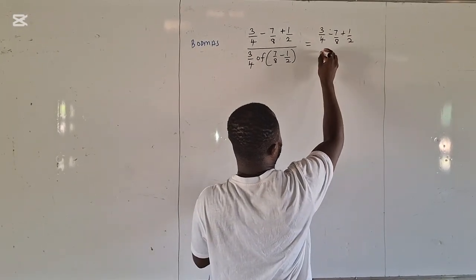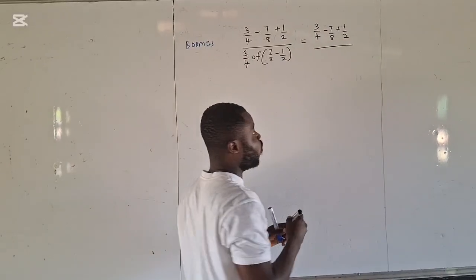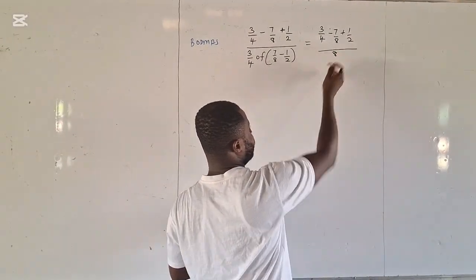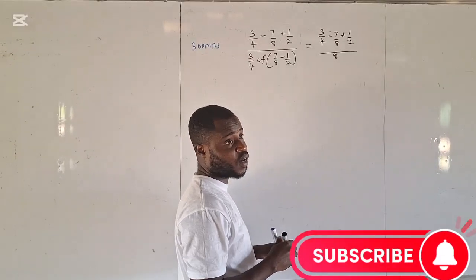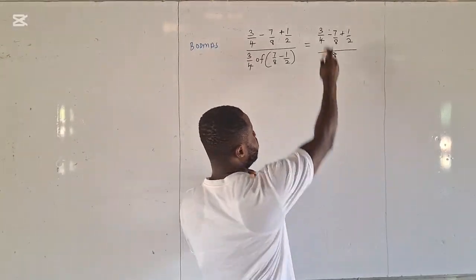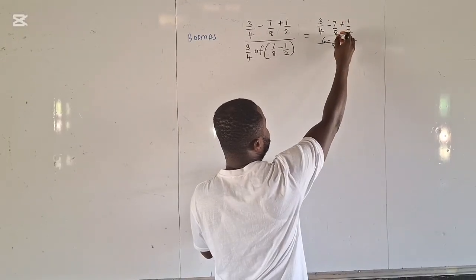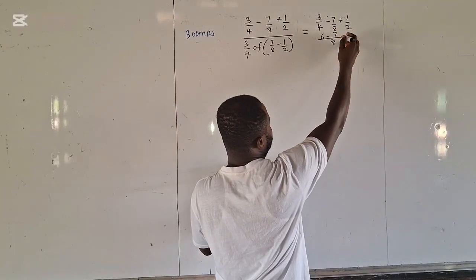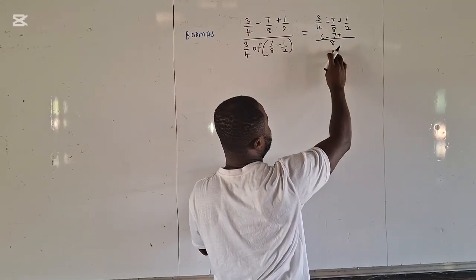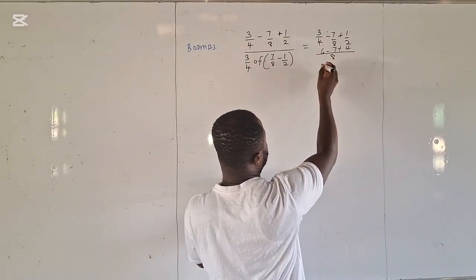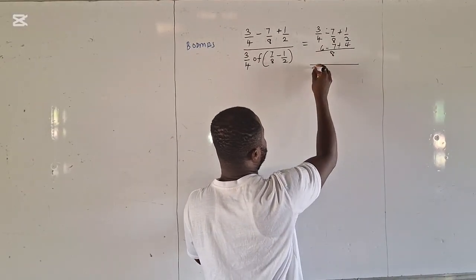over the top one. So the LCM for 4, 8 and 2 is going to be 8. So that is the least common number that all the denominators can divide. 4 going into 8, 2 times 3 is 6. Minus 8 going into 8, 1 times 7 will be 7. Plus 2 going into 8, 4. 4 times 1 is 4. So this is the top one all over the down one.